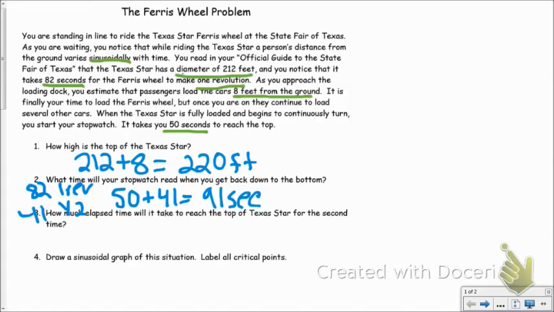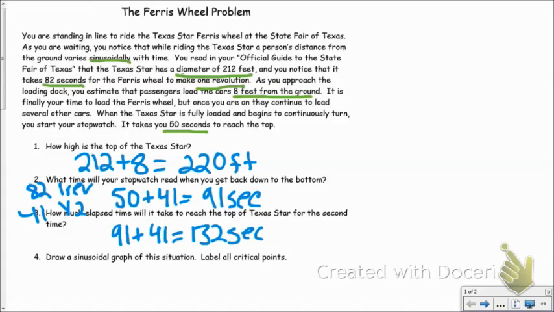The next question asks how much total time it will take to reach the top for the second time. At this point, I'll have 91, and I'm going to add another half of a revolution, and I will be at 132 seconds. Or I could have done 50 plus 82, and that puts me at 132 seconds still.